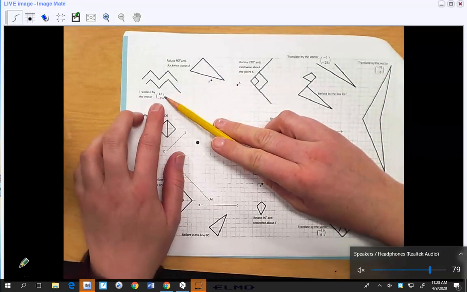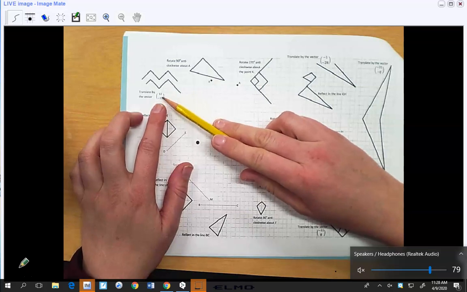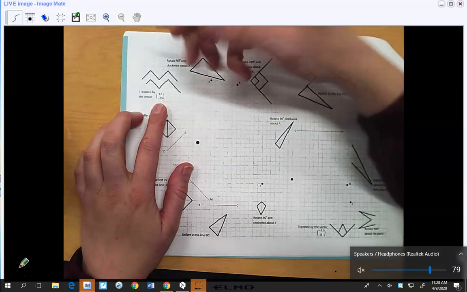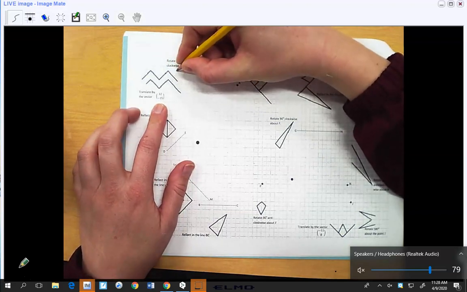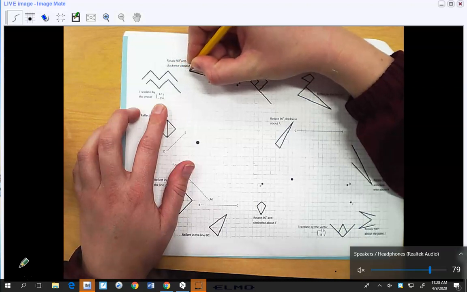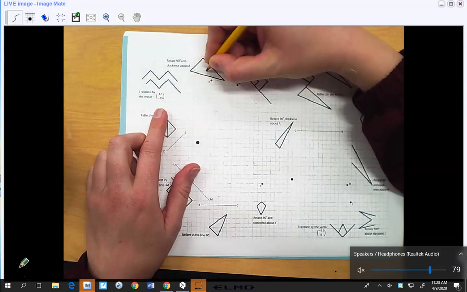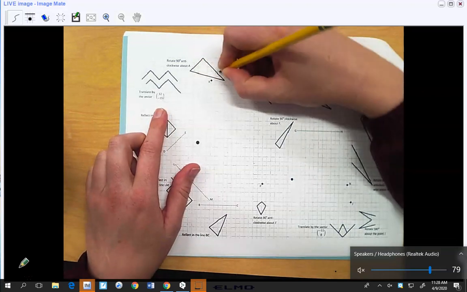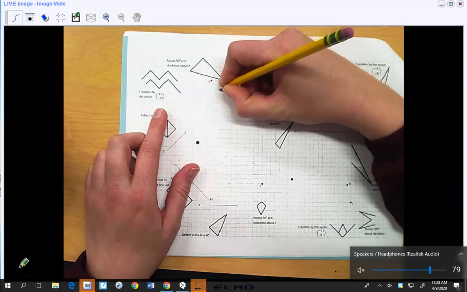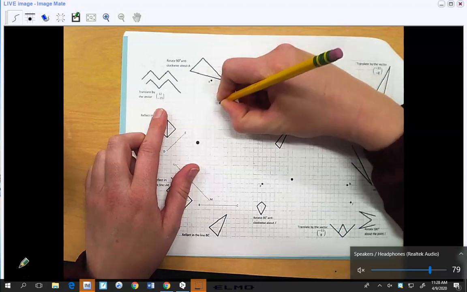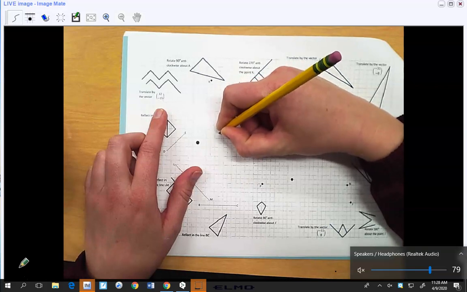So translate by the vector 12, negative 15. This is x, this is y. So I'm going 12 right, 15 down. I'm going to start with this point right here. I'm going to go 12 right: 1, 2, 3, 4, 5, 6, 7, 8, 9, 10, 11, 12. Then 15 down: 1, 2, 3, 4, 5, 6, 7, 8, 9, 10, 11, 12, 13, 14, 15.